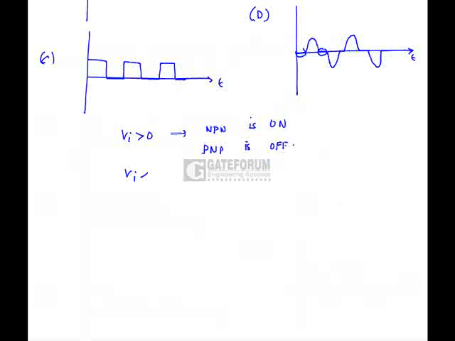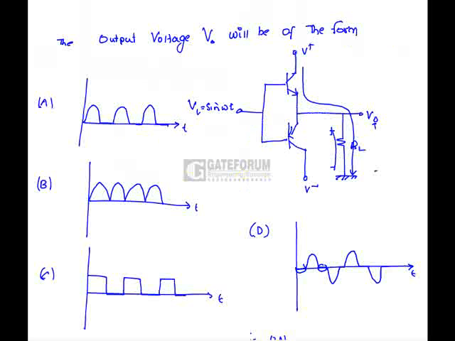If Vi is less than 0, NPN is off, whereas PNP is on. So if that is the situation, the output will be in this form. The current is going to flow in this direction. So this is the polarity whenever the PNP transistor is in on situation. So this is the output. Hence option D is correct.